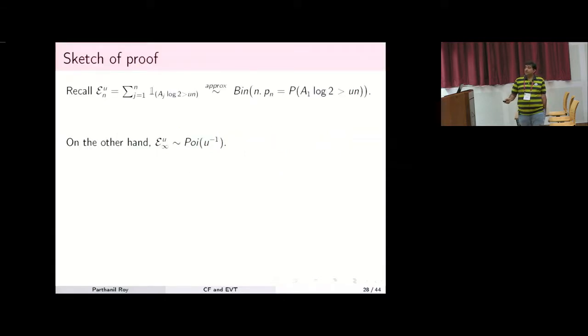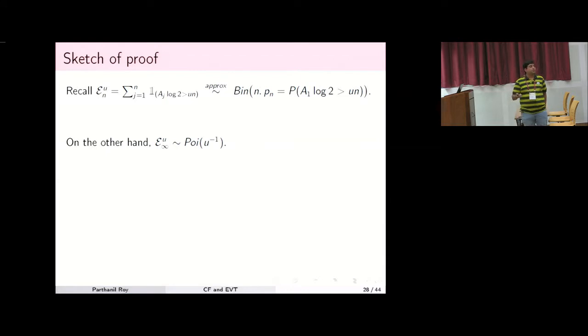Recall that this exceedance, which is written here, is just a sum of Bernoulli random variables which are possibly dependent. Well, they are dependent, but weakly dependent, rather, and in some sense I'll make it precise. Therefore, this is approximately binomial with n comma Pn, where Pn is this guy. And on the other hand, this guy is Poisson. I want to show what is the distance between these.